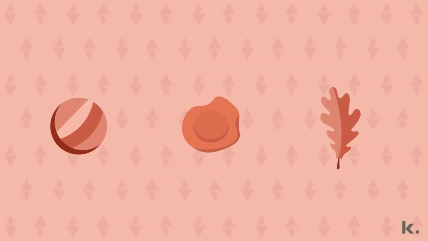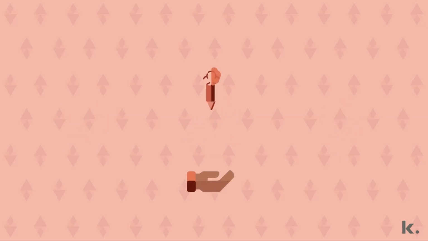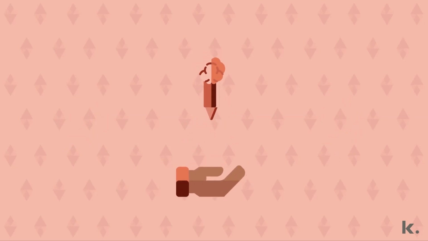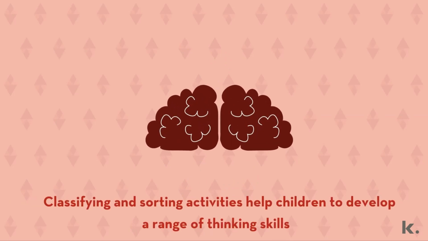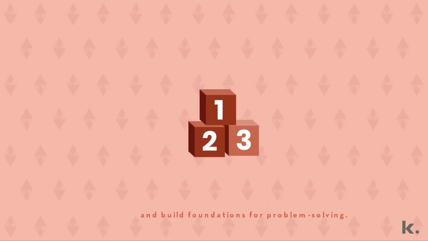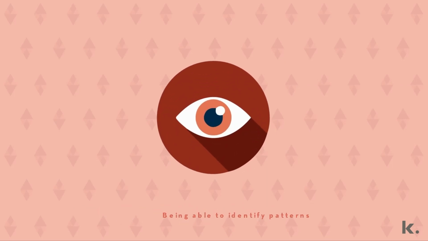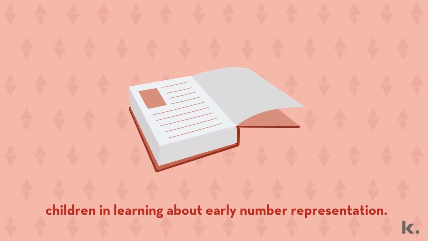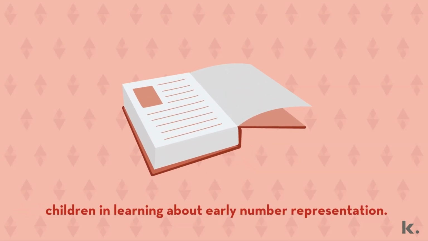Children learn best by investigating and manipulating concrete materials, so keep these initial data handling lessons as practical as possible. Classifying and sorting activities help children to develop a range of thinking skills and build foundations for problem solving. Being able to identify patterns and observe similarities and differences assists children in learning about early number representation.